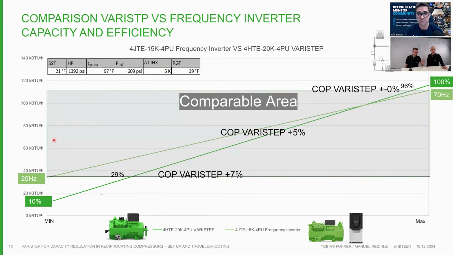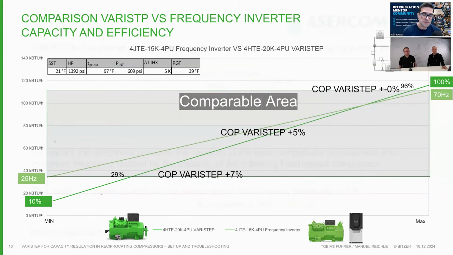Yeah. Varistep is, let's say, a universal solution. You don't have power electronics involved and these kinds of things. You don't have EMC topics with the cables and so on. So efficiency-wise, from the capacity regulation point of view, it is equal to the variable speed compressor.